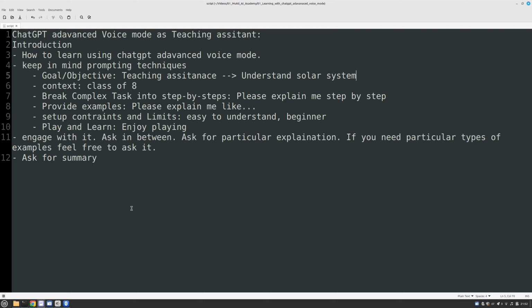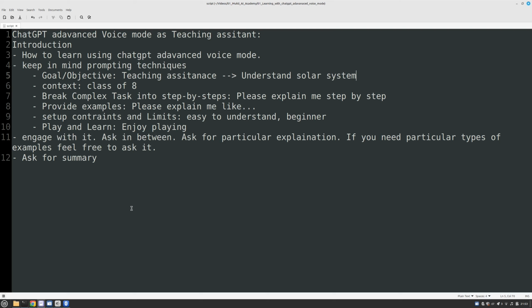So first of all, what is your goal? What is your objective? To communicate, to make a conversation with ChatGPT. So for us, it is our teaching assistant or for our study purpose. In today's demo, I will understand the solar system using ChatGPT. How can you use it? Make sure to see the demo. You will also find a timestamp to directly start the demo in this video.